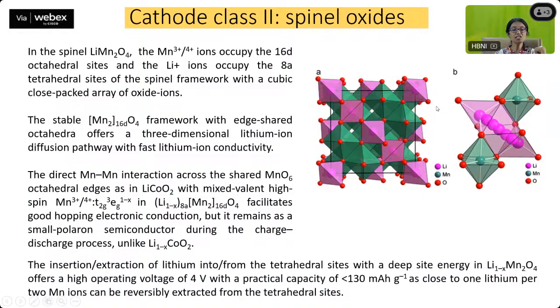So the direct Mn-Mn interaction across the shared MnO6 octahedral edges, as in LiCoO2, with mixed valent high spin Mn3+/4+, t2g3 eg1-x, in Li1-xMn2O4 facilitates good hopping electronic conduction, but it remains a small polaron semiconductor during the charge-discharge processes, unlike Li1-xCoO2. So it stays as a small polaron semiconductor, whereas if you remember, in the case of cobalt, it was a metallic kind of transition.